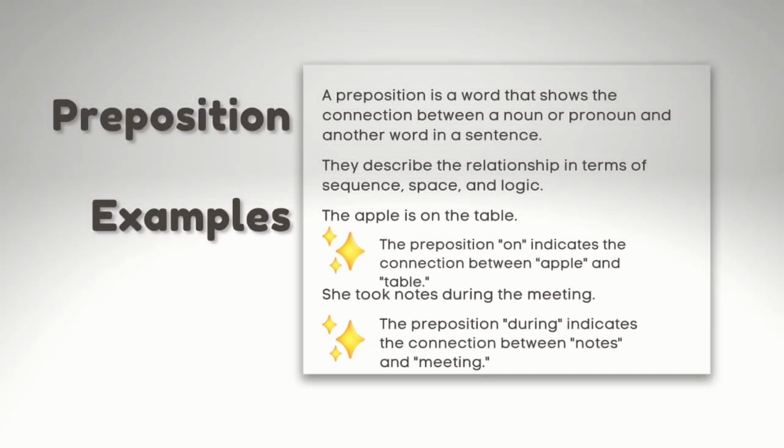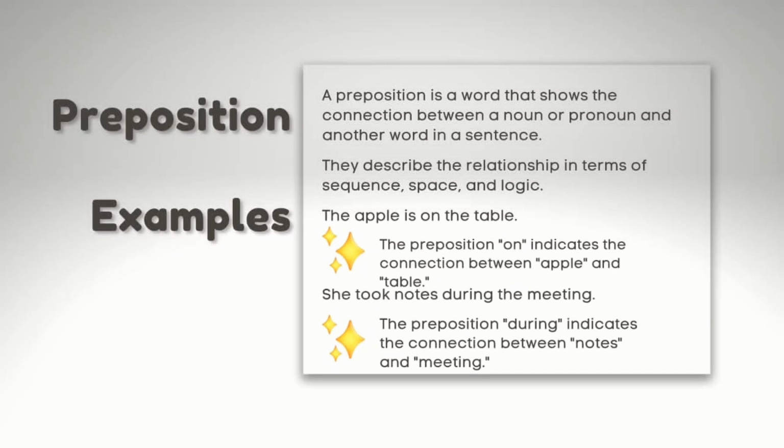Okay, now let us look at the sentence: the apple is on the table. In this sentence, you will discover that we have two nouns, and the nouns are apple and table. You first of all have to identify the nouns in the sentence. The nouns in this sentence are apple and table. Now we want to see the relationship between apple and table in this sentence. The preposition on indicates the connection between apple and table.